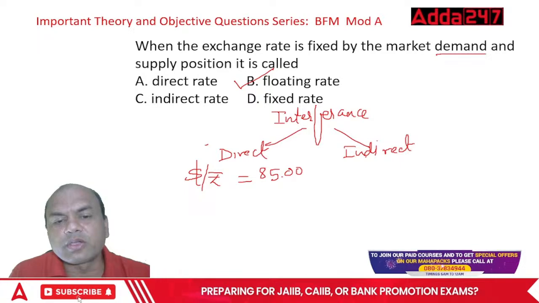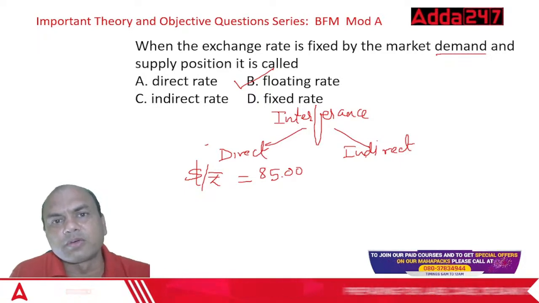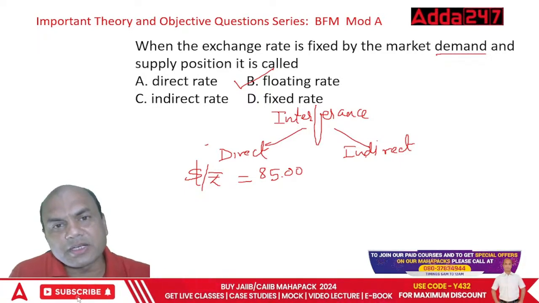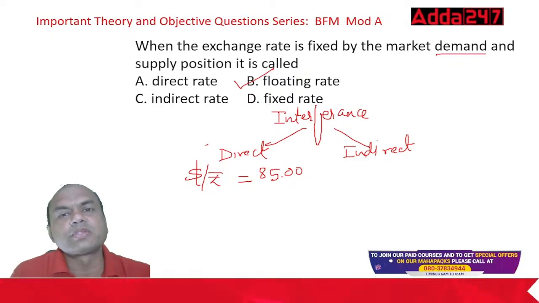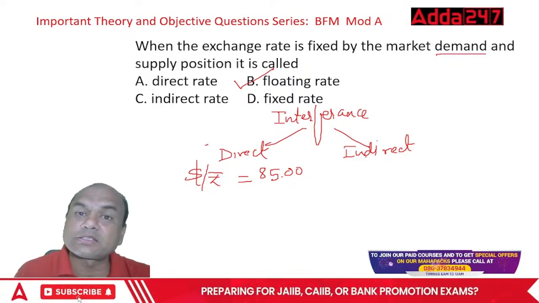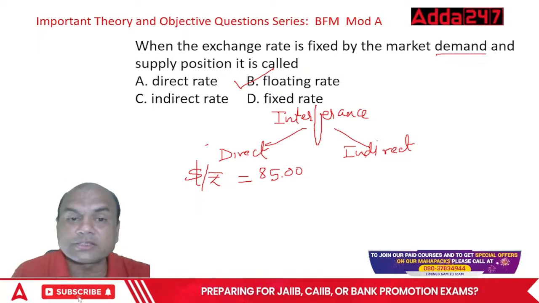If your dollar rate goes very high or very low, it immediately affects your inflation position. So that's why indirect interference is clearly allowed. Direct interference is not allowed. Okay.